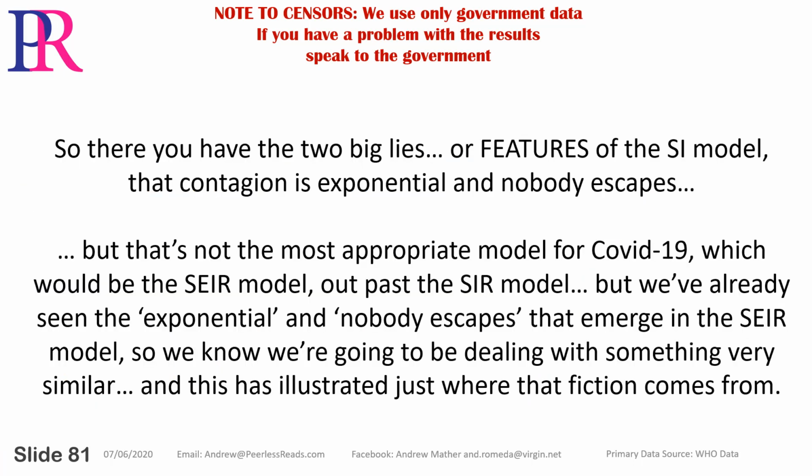So there you have the two big lies, or features, of the SI model, that contagion is exponential and nobody escapes. But that's not the most appropriate model for COVID-19, which would be the SEIR model. But we've already seen the exponential and nobody escapes emerge in the SEIR model, so we know we're going to be dealing with something very similar. And this has illustrated just where that fiction comes from.